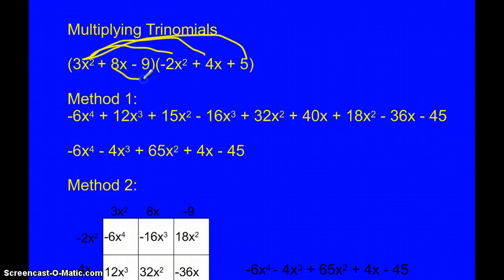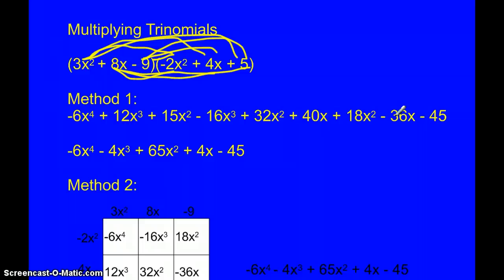And I have to do the same thing for my 8x, multiply it by all three, and finally do the same thing for the negative 9, where I have to multiply the negative 9 times all three things in the second parenthesis. And you can start to see this gets really, really long, and it gets difficult to keep track of some of our terms. It creates a situation of disorganization.